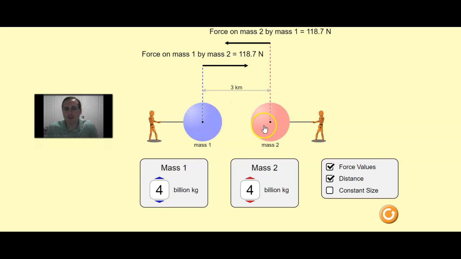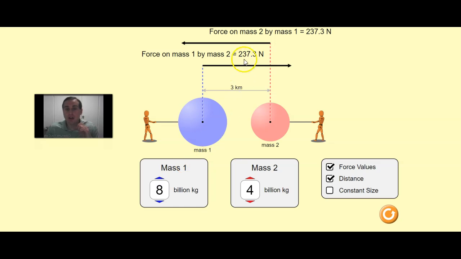Now notice these two objects have the same force on each of them, but they're in opposite directions. Notice that that's just a restatement of Newton's third law. Equal magnitude forces, opposite directions. Notice that the gravity forces are close to 120 newtons or so, between two masses each having 4 billion kilograms of mass. And they're separated by 3 kilometers, so that's 3,000 meters. Let's see what happens if we, let's say, double the mass of one of the masses.